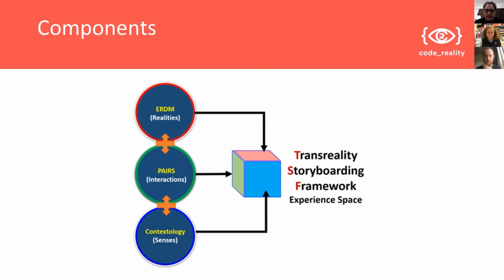The components of the Transreality Storyboarding Framework consist of 3 sections. The first, the 8 reality design methodology, looks at all the different realities that are typically worked with in any kind of framework that relates to the extended reality spectrum.